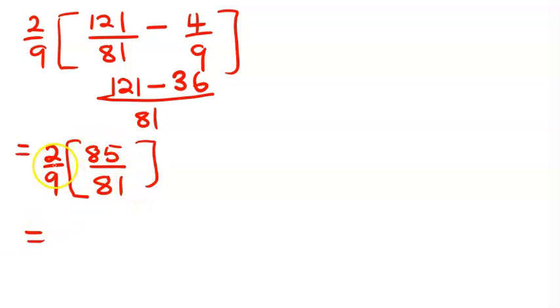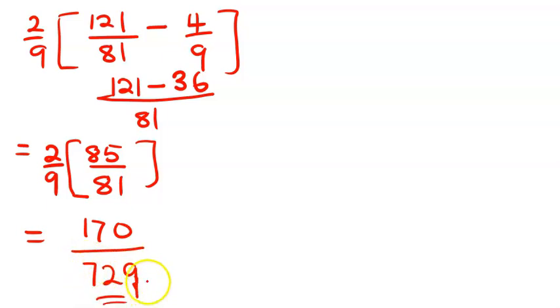Then multiply. So 2 times 85 is 170, and then 9 times 81 is 729. That is our answer.